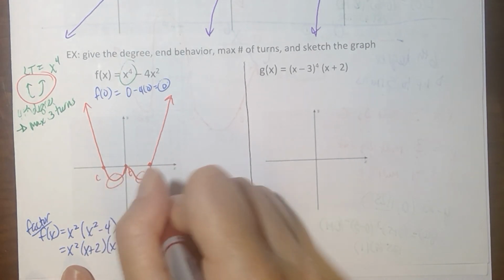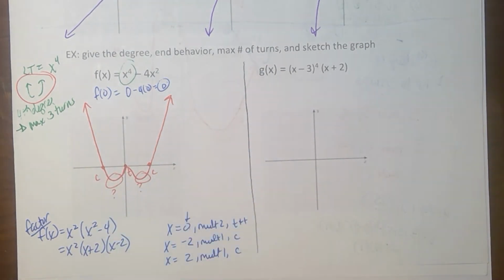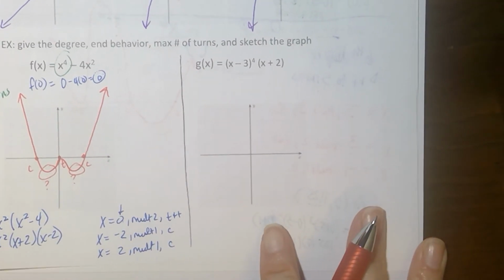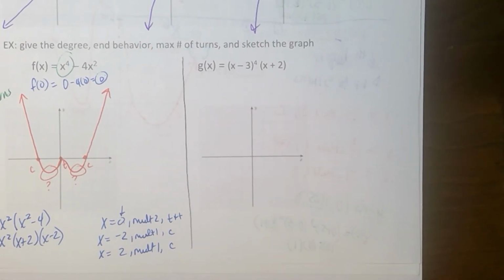Now, I know that I have relative minimums here. I don't know exactly how far down they go. That's fine. On MyMathLab, when it helps you build the graph, it will fill that in for you.